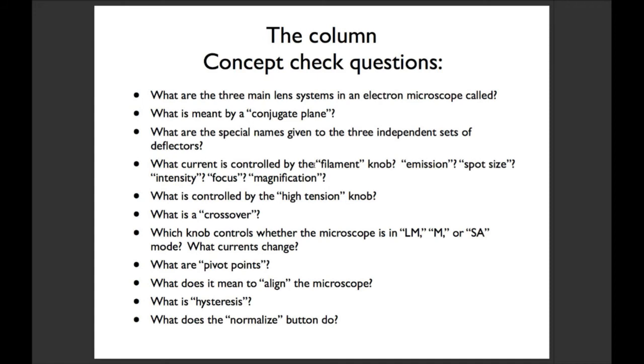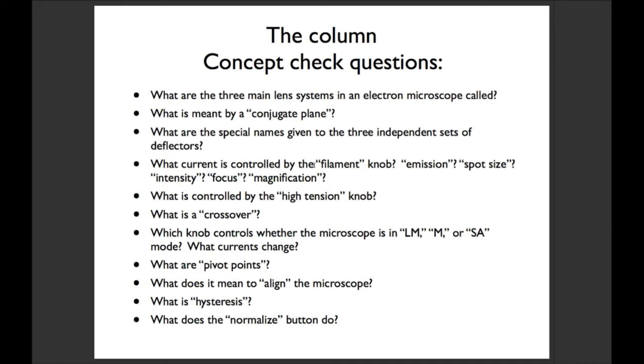And what currents change? This is when I mentioned the 3 lenses in the projector system, your I1, your I2, and your projector lens. So whether all 3 of these are on, or 2 or 1 controls the low mag, mag, and SA mags.